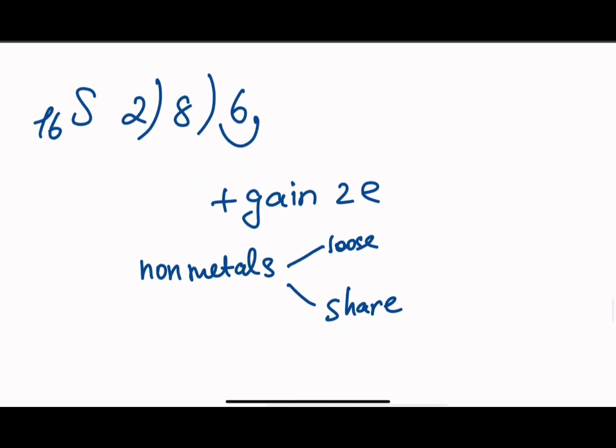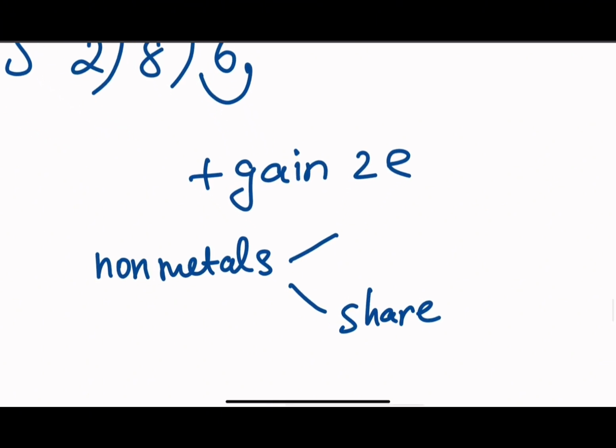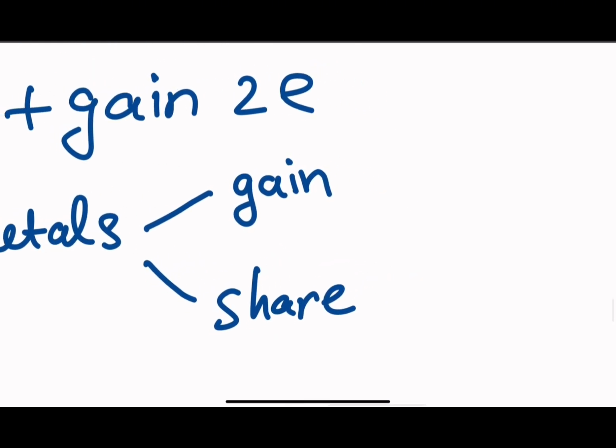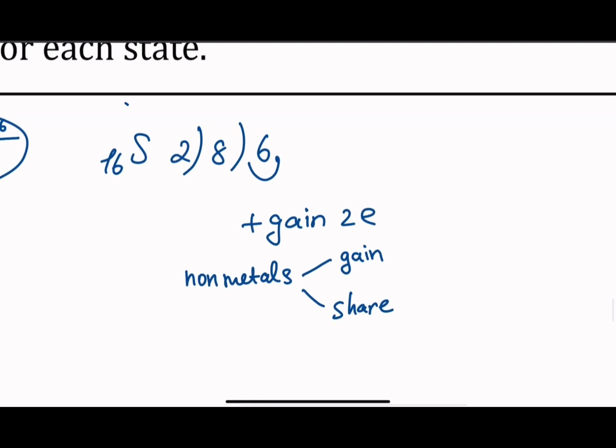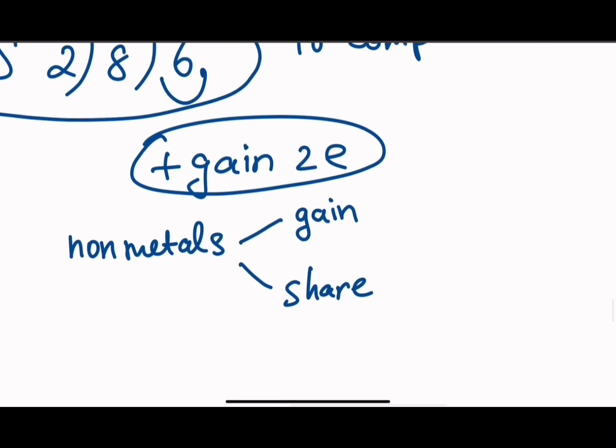Okay? So nonmetals make a bonding either by gaining electrons or sharing electrons. So first one, to complete octet, sulfur needs to gain 2 electrons. That's why when it gains, it has the valency of 2.